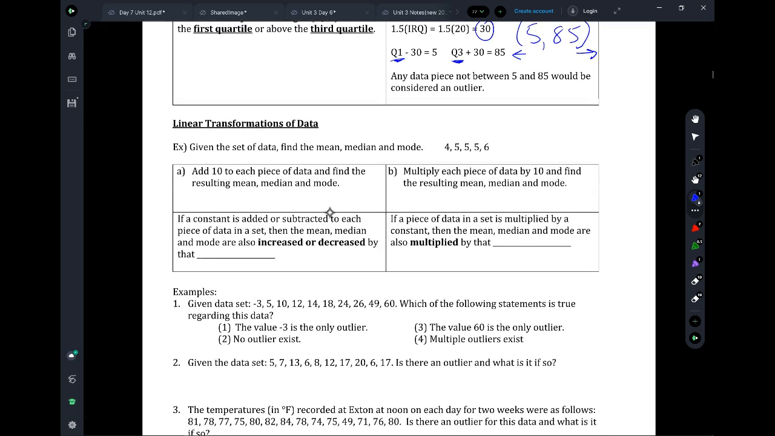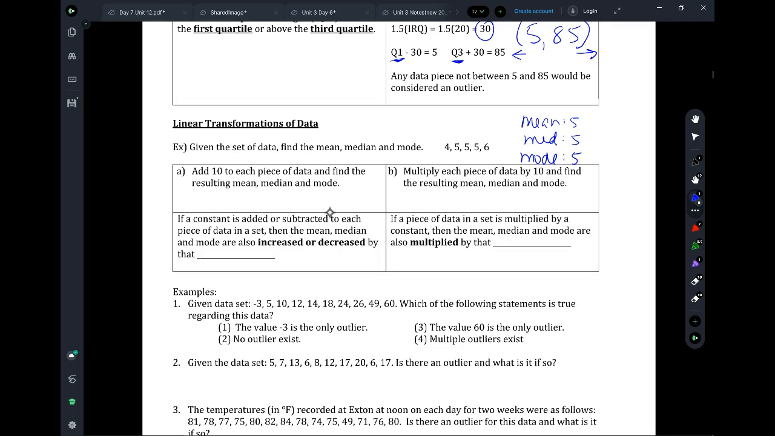So if I take a set of data, such as 4, 5, 5, 6 here, the reason why I picked these numbers is because I think it's very obvious that the mean, the median, and the mode are all 5. 5 would be the middle, 5 would be the average, and 5 would be the one that repeats the most often.